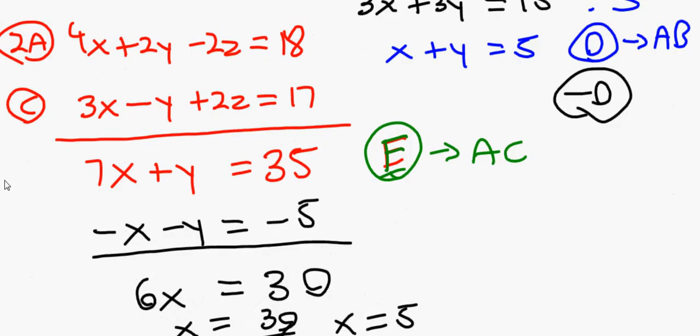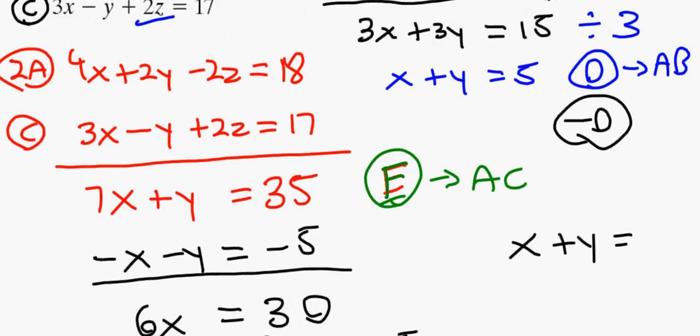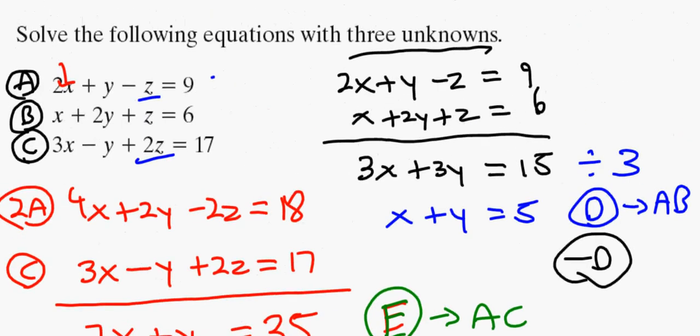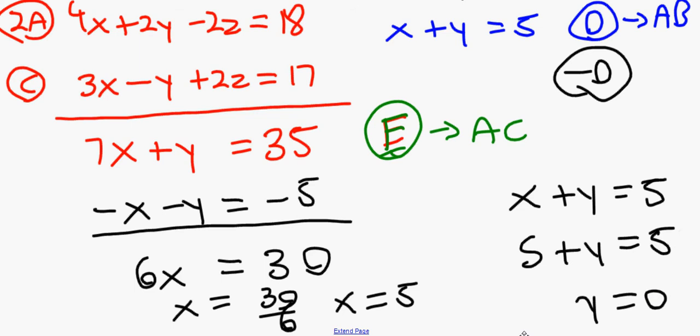Okay, now since x is 5, x plus y is going to be equal to 5. So if x is 5, this means that y has to be equal to 0. So if x is 5, y is 0.